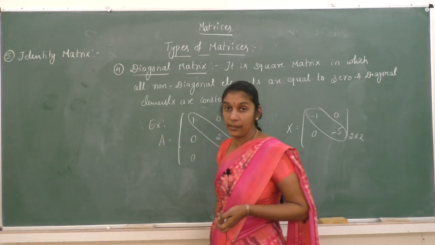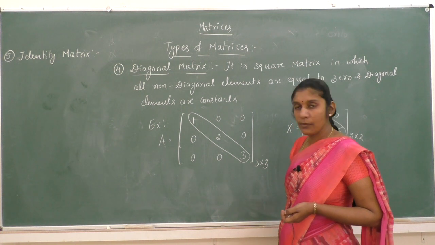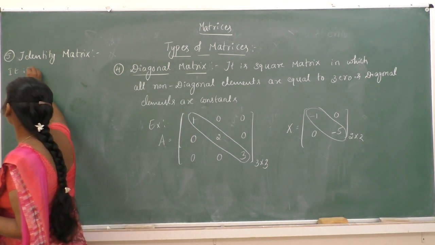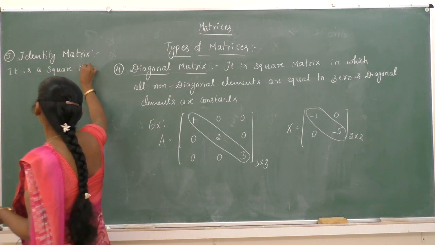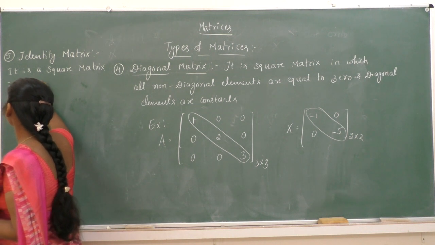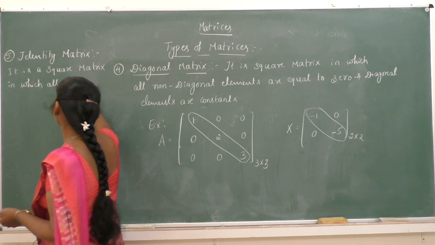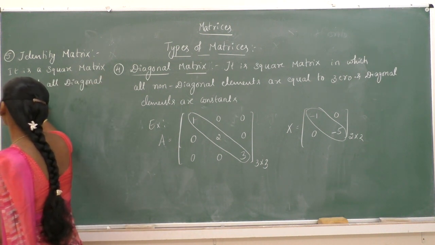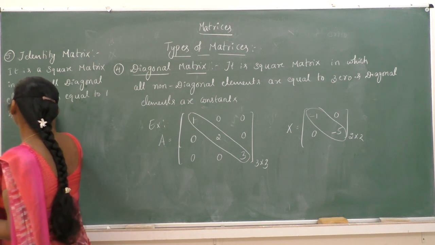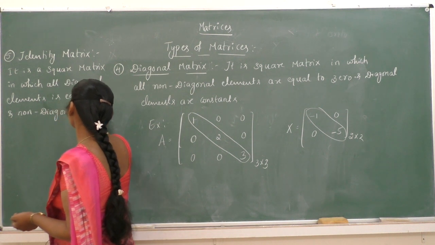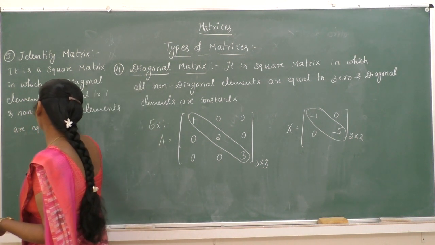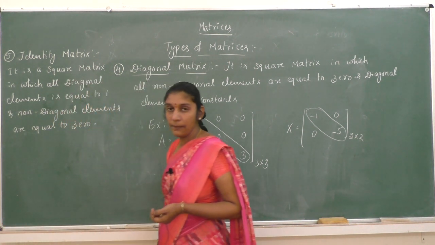What do you mean by identity matrix? An identity matrix is also a square matrix. An identity matrix can be defined in two ways. An identity matrix is a square matrix in which all diagonal elements are equal to 1 and non-diagonal elements are equal to 0. So, this is the definition of the identity matrix.